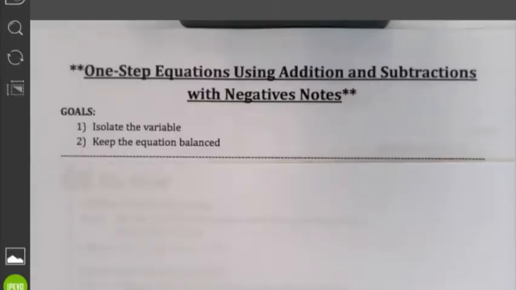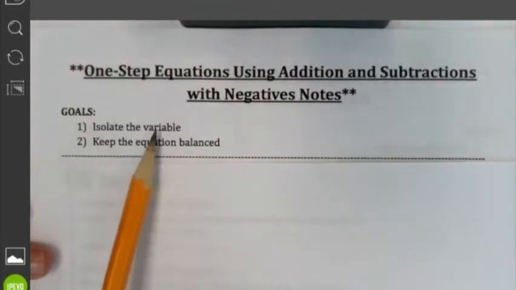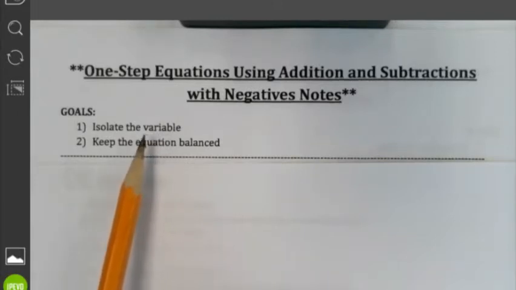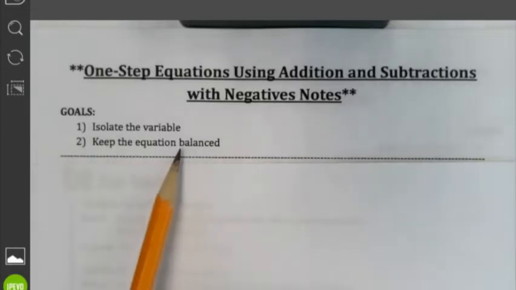Hi. Today we are talking about solving one-step equations using addition and subtraction, which we've done before, but this is particularly with negatives. We're going to keep the same goals that we had before. Number one, we want to isolate the variable, which means get that variable by itself. I want to know what x equals. I don't really care what 10x equals. And number two, keep the equation balanced.